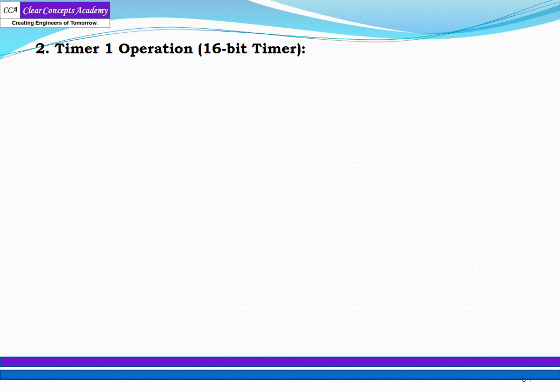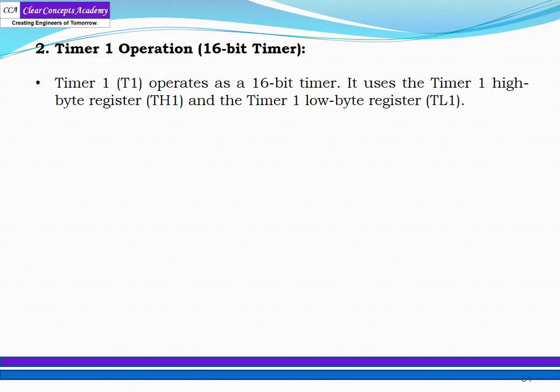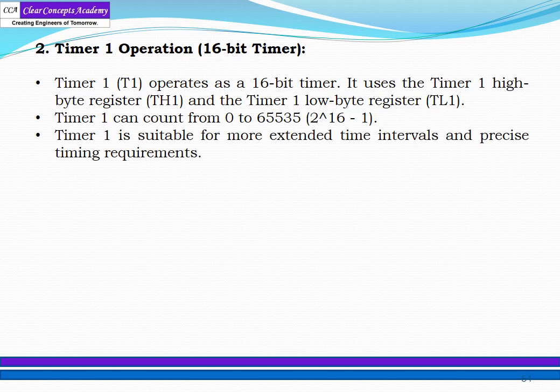Then timer 1 operation, that is 16-bit operation. Timer 1 (T1) operates as a 16-bit timer. It uses the timer 1 high byte TH1 and timer 1 low byte TL1. Timer 1 can count from 0 to 65,535, that is 2 raised to 16 minus 1. Timer 1 is suitable for more extended time intervals and precise timing, where more timing or counting is required. That time this timer can be used.